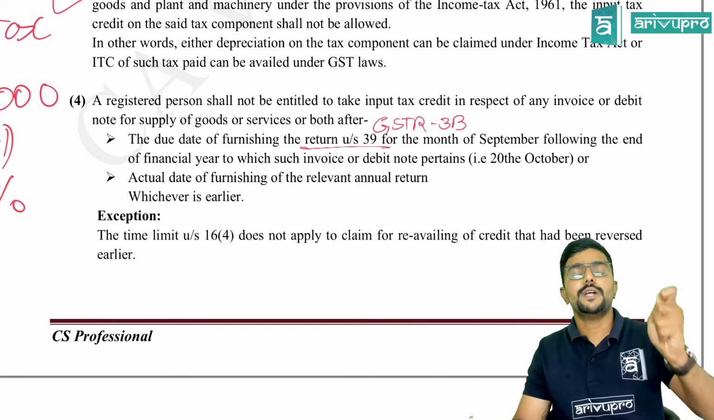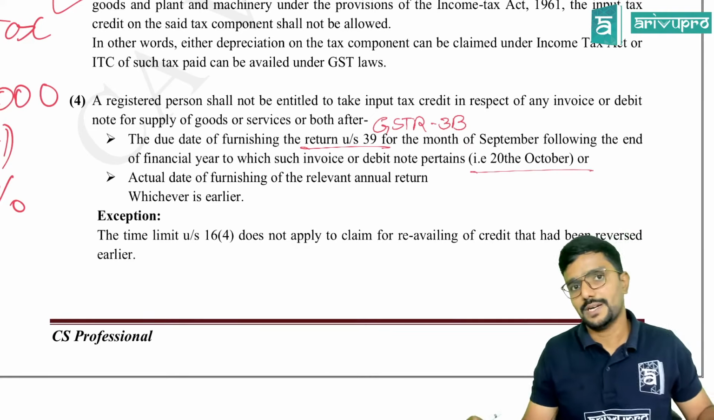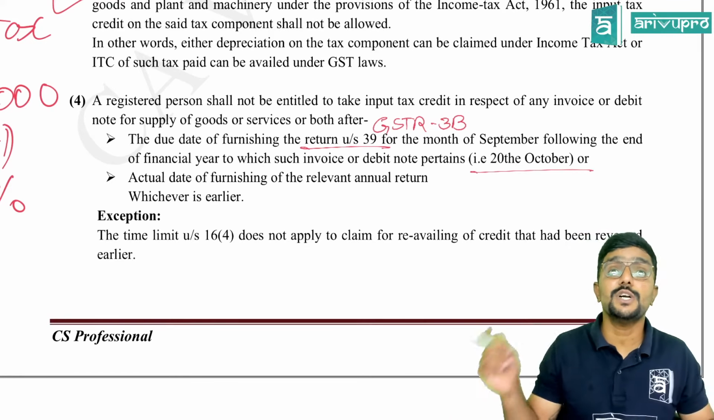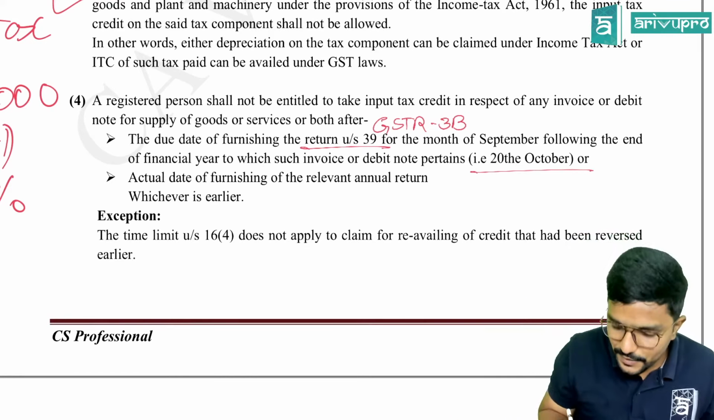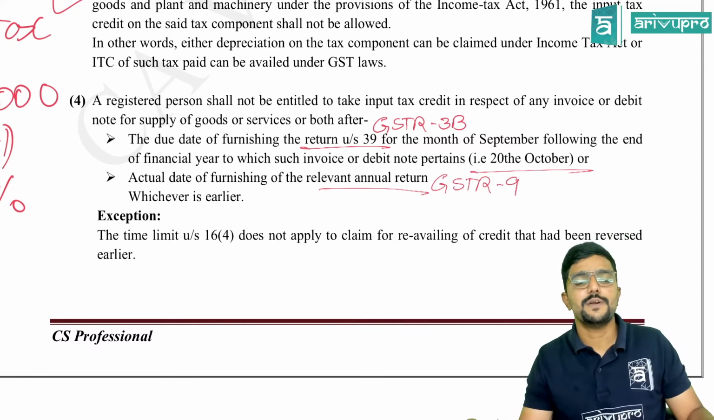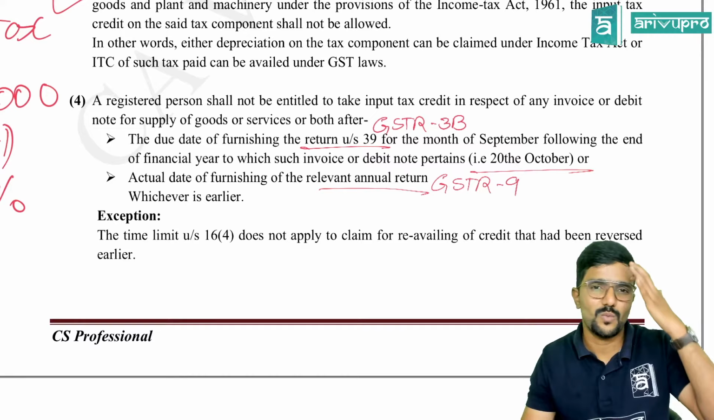The due date to file GSTR 3B for the month of September is 20th October, guys. Or the actual date of filing the annual return. Annual return means, sorry, GSTR 9. Whichever is earlier. Sir, what are they trying to tell?